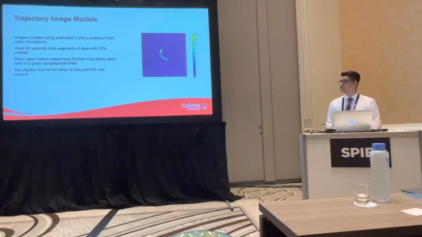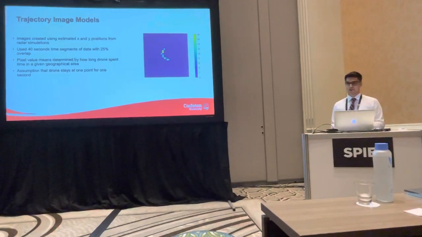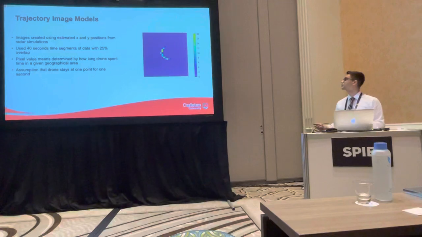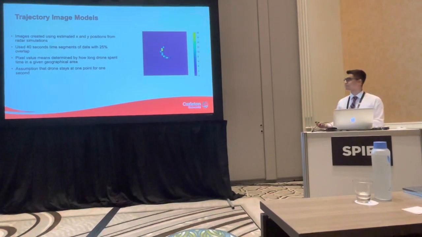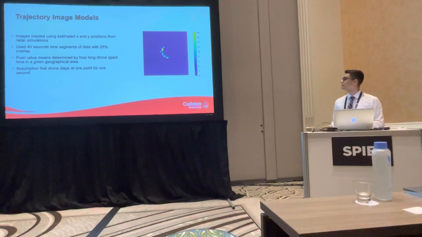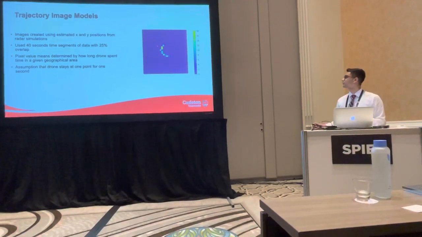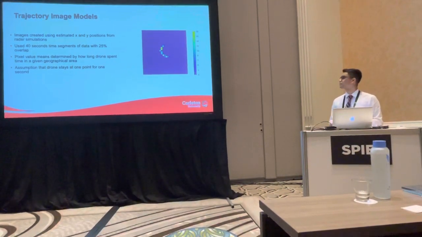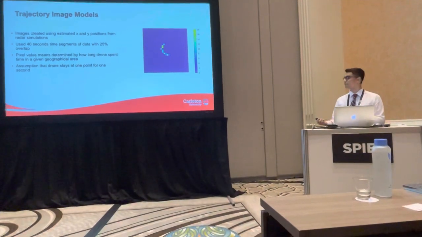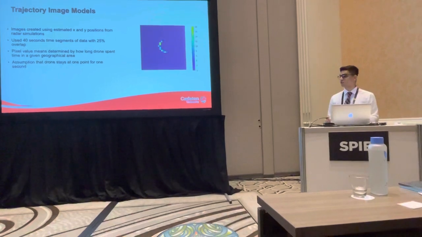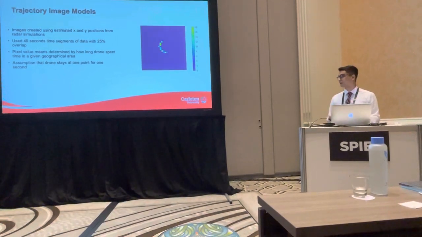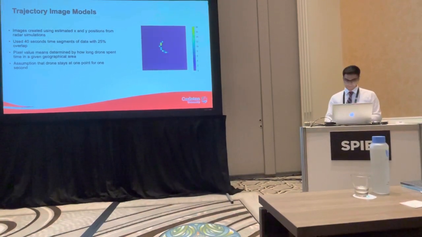So as I briefly mentioned before, you can also map the X and Y positions from the subtrajectory to create an image, stuff like this here. This would be 40 seconds worth of time segments. And the pixel values, you can see here, the pixel right here is much more intense. So this means the drone might have spent more time here. This would be key in, let's say, a rotary wing drone, if a drone is hovering at one point, which may not happen in a fixed wing drone.